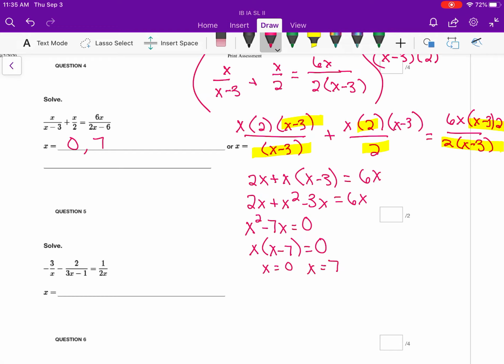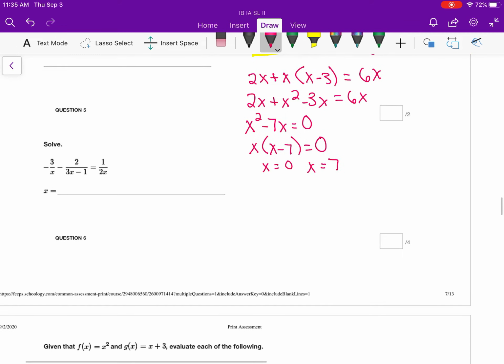You take the exact same approach for the second one. I'm not going to do this one all out because you do the exact same thing that we just did. Here you're going to multiply everything by x, 3x minus 1, and 2x. So take the exact same approach that we did, and you should end up with a quadratic when you're done. That is 25, negative 25x squared equals 7x.